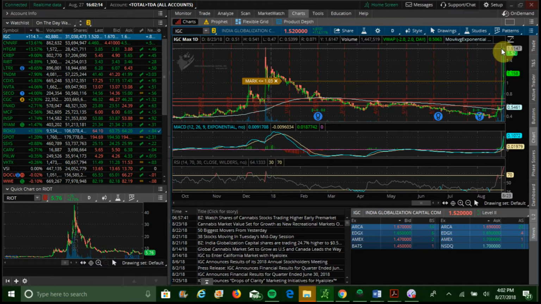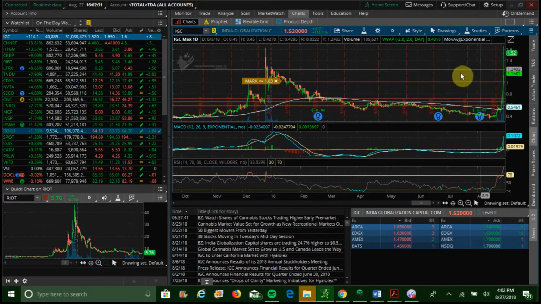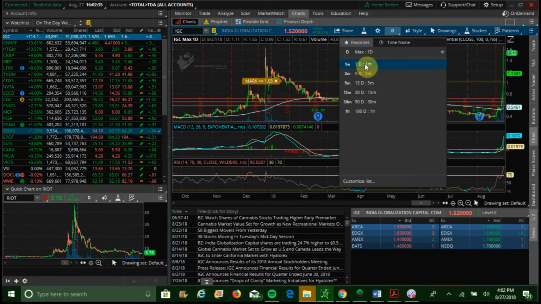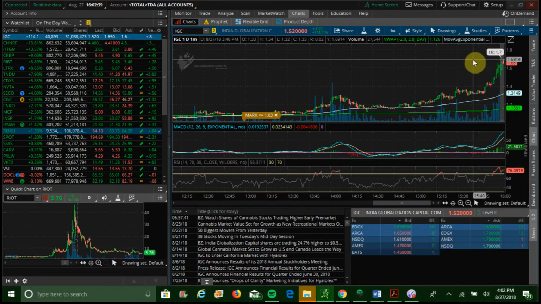This is the world of weed stocks. This is probably a true penny stock because it went from 0.36 all the way up to 158. So that's a good thing for it to happen. And 170, made a high of 170.